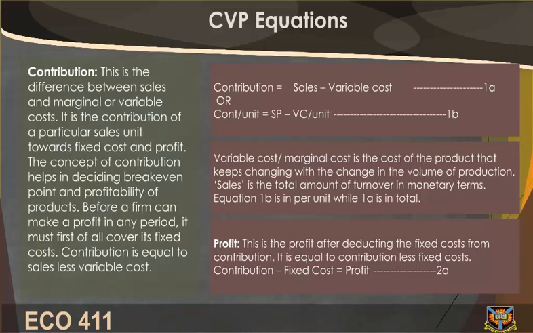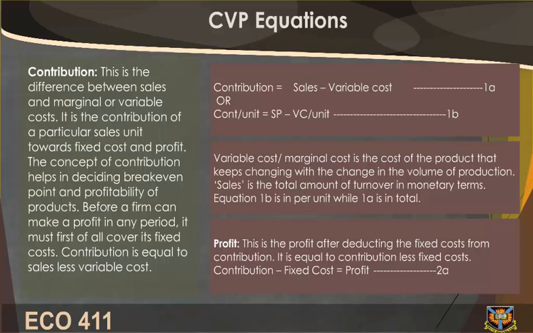CVP equations. Contribution. This is the difference between sales and marginal or variable costs. It is the contribution of a particular sales unit towards fixed costs and profit. The concept of contribution helps in deciding break-even point and profitability of products. Before a firm can make a profit in any period, it must first of all cover its fixed costs. Contribution is equal to sales less variable costs.